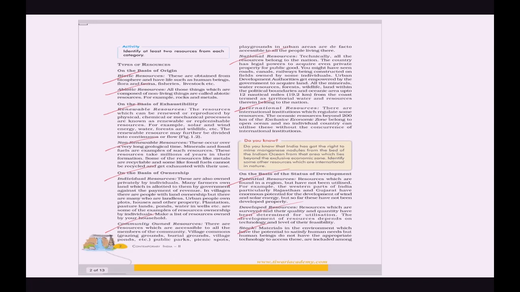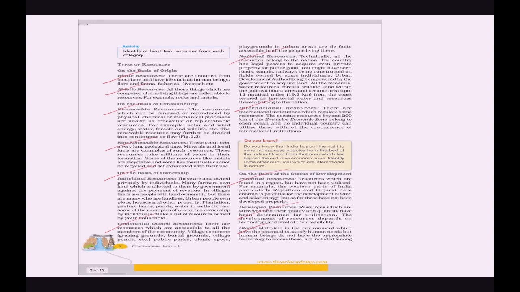Now students, next is on the basis of ownership. On the basis of ownership, it is divided into four parts. First is individual resources, which in layman's language we can say are resources of yours, like the resources privately owned by individuals. These are called individual resources. For example, plots, houses, etc. Owned by a person means it is particularly owned by a person.